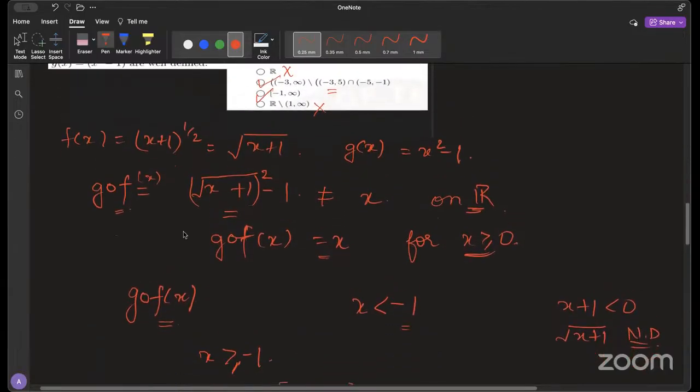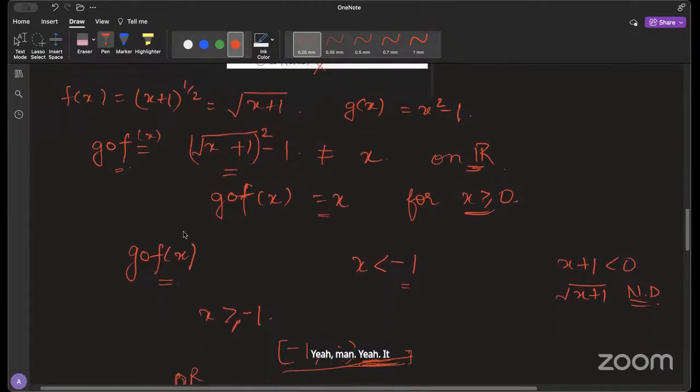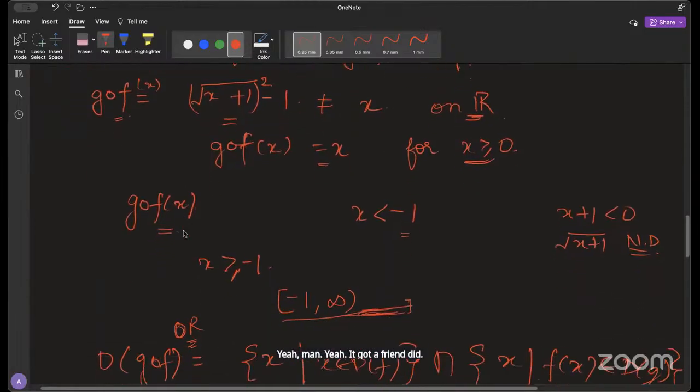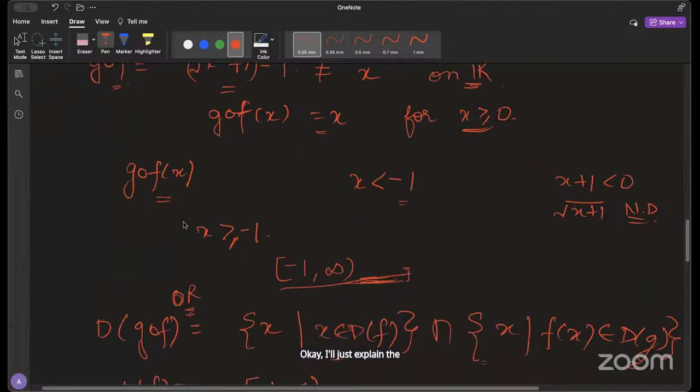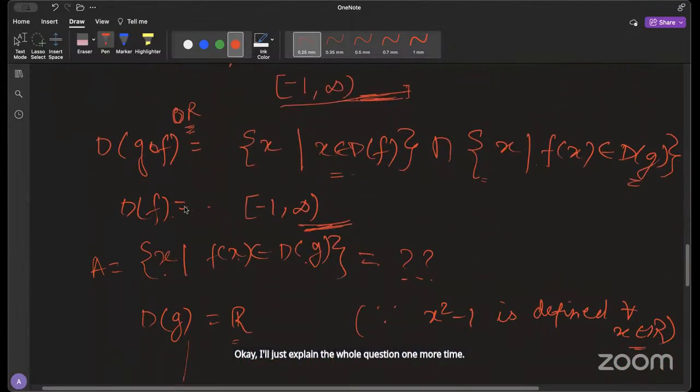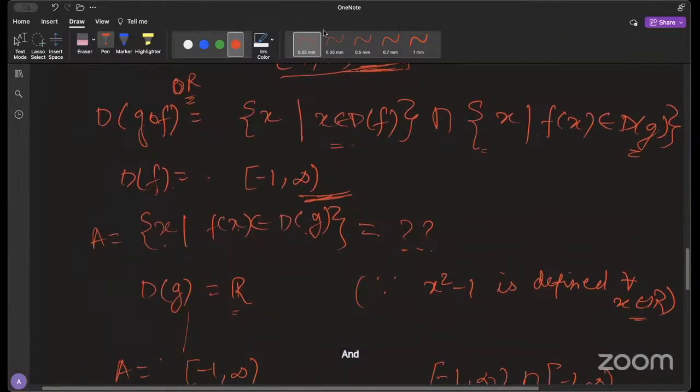Yeah, ma'am. This question, explain this. Okay, I'll just explain the whole question one more time. So when you define the domain of GOF, this is how it's defined, and I've explained why it is defined in this manner. It's basically the domain of F, and we take the intersection of this set with the collection of X where Fx is in the domain of G. I hope it's clear why this set is equal to this set.